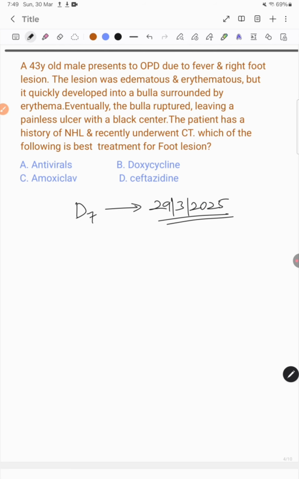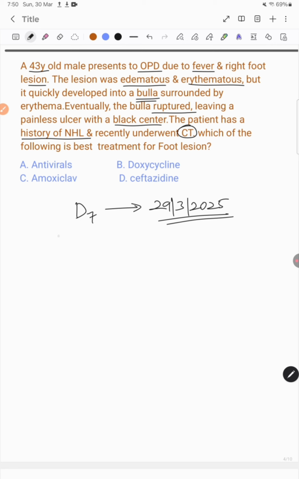Read the history properly. A 43-year-old comes to the OPD with history of fever and there is a skin lesion. How is that skin lesion? It is edematous and erythematous, and there is formation of bullae, and that bullae is going to rupture, and it has a black center. There is a history of NHL, and for the same, the patient is undergoing chemotherapy. Which of the following is the best treatment for the foot lesion?